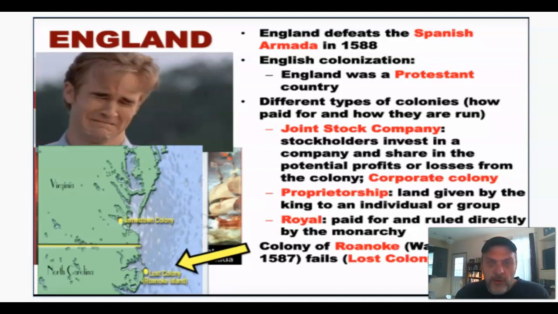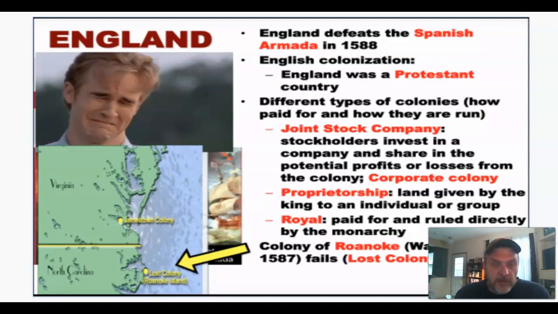The third type of colony was the royal colony, and a royal colony was directly paid for by the English treasury, the monarchy, and the monarchy directly ruled the colony from Great Britain. So each had their own little ways of being paid for, and how they were run. Now, eventually, almost all of the colonies became royal colonies in the end over the next 100 years, but they did not all start out that way.